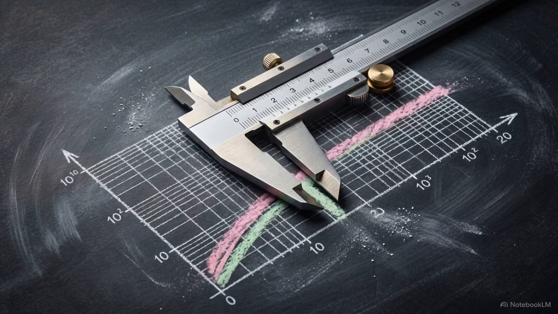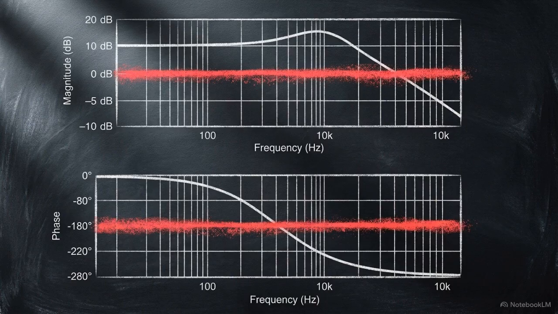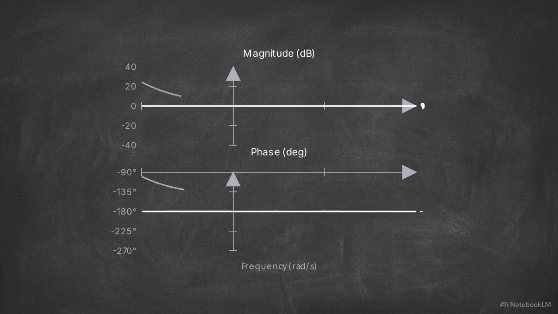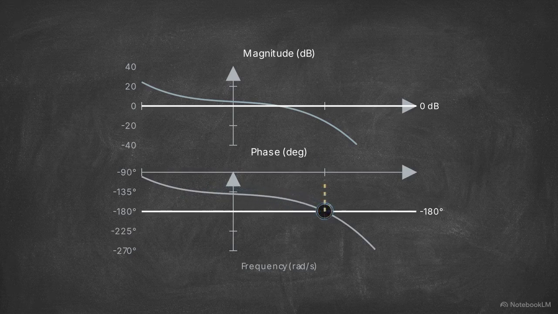We are looking for the limits of physical safety, which live at two specific lines on our graph: 0 decibels of gain and 180 degrees of phase. First, look at the phase plot on the bottom. We find the phase crossover frequency by locating the exact point where our drawn line crosses the absolute limit of 180 degrees. From that exact point, trace straight up to the magnitude graph. The vertical distance from our plot up to the 0 dB line is the gain margin.